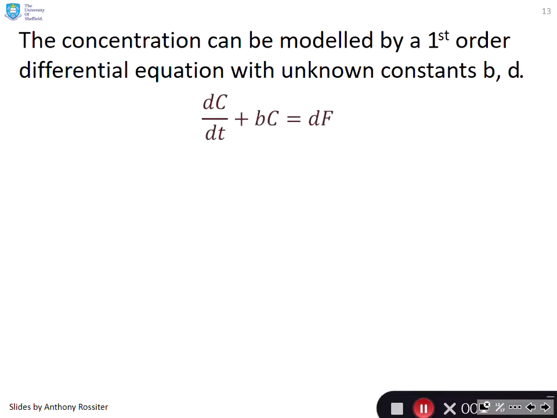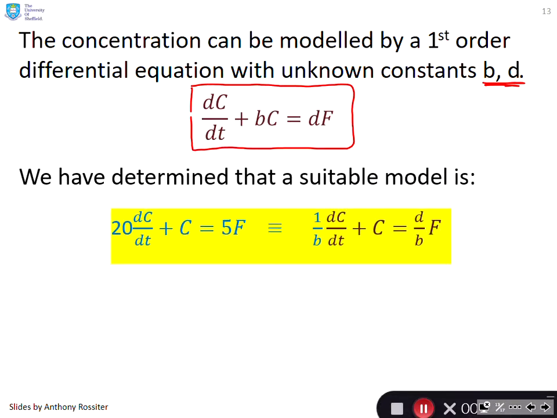Right, what I can do now is go back to the question. Well, the question said, I want you to use this model form, dC/dt + bC = df, and I want to know what b and d are. And what we said is, right, we're going to ignore that and first start with time constant form. And so what we said is, well, I know the model is this. So all I need to do now is say, is there a relationship between these two models?